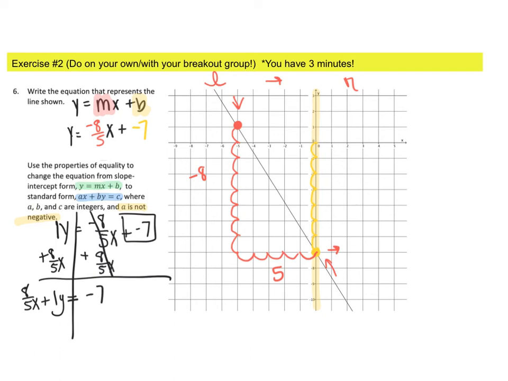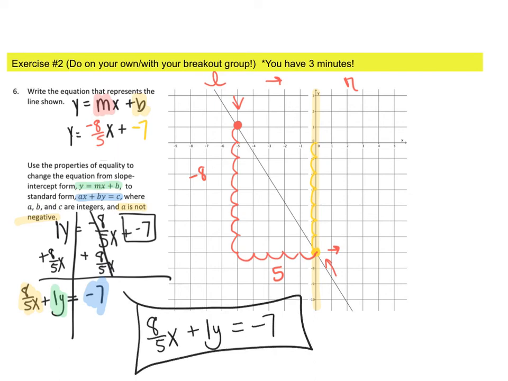Does this follow standard form? Do we have ax? Yes. Plus by? Yes. Equals c? Yes. So my equation is just what it says right there. 8 over 5x plus 1y equals negative 7. This is my equation in standard form. Check it with what I have done.